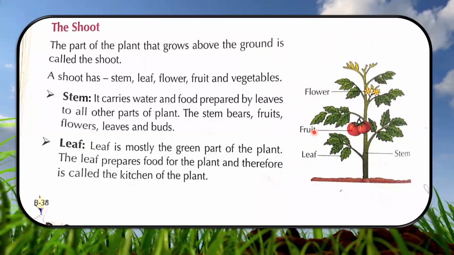Next is leaf. Leaf is mostly the green part of the plant. The leaf prepares the food for the plant and therefore is called the kitchen of the plant. Mostly the leaves of plants are green. Only those leaves can make the food for the plant. That's why leaf is called the kitchen of the plant or the food factory of the plant.